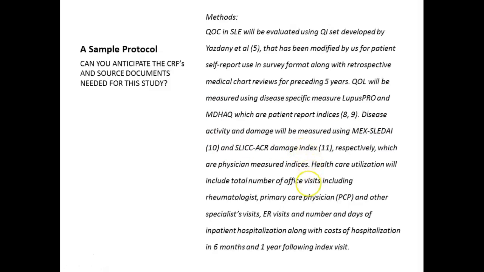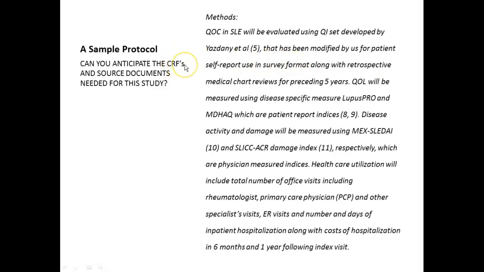And there are also going to be some healthcare utilization or some medical history items that are going to be recorded. How many times a patient has visited the rheumatologist, their primary care doctor, other specialists, how many times they've been to the ER, etc. So this is just a snapshot of what the study methods are for this particular study. And there are also going to be some surveys that the study participants are going to do.